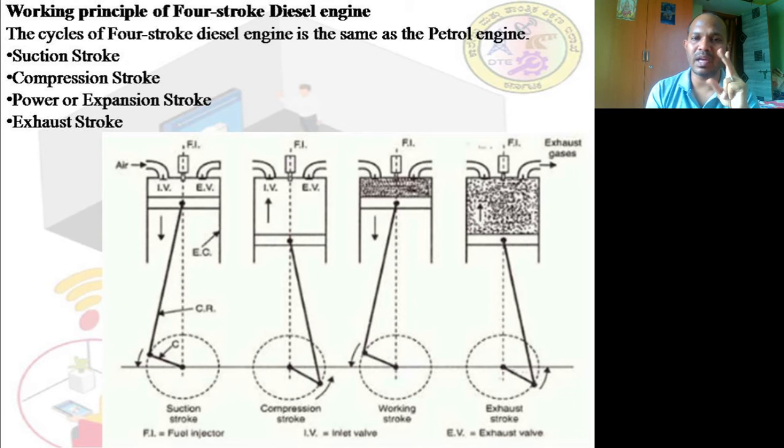At this stroke, what happens? The highly compressed air with a high pressure and temperature is ignited, is burnt by injecting the fuel from the fuel injector. Atomized diesel is sprayed there, so that a rapid combustion does take place. Is it clear? This is the second important point.